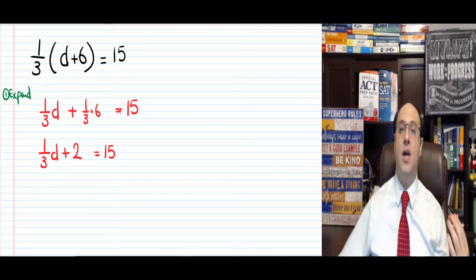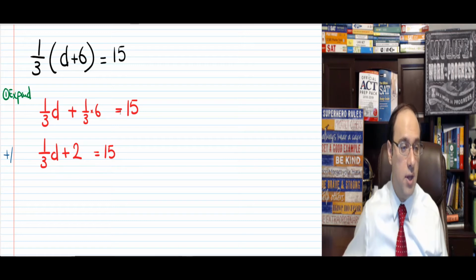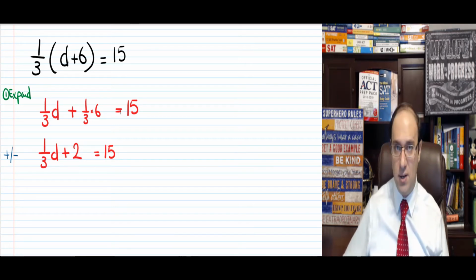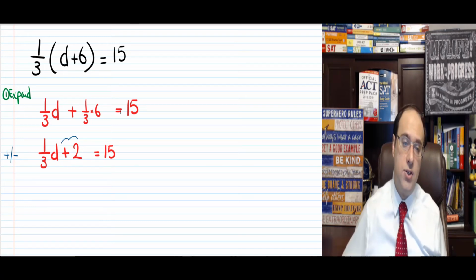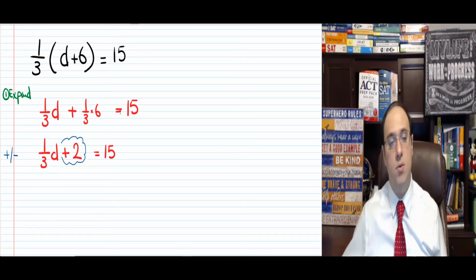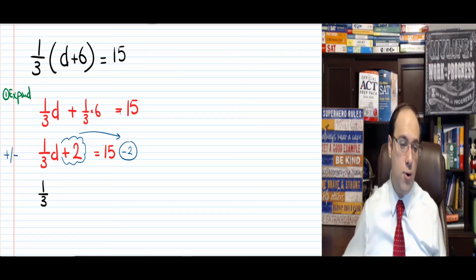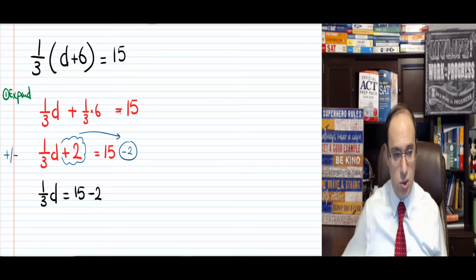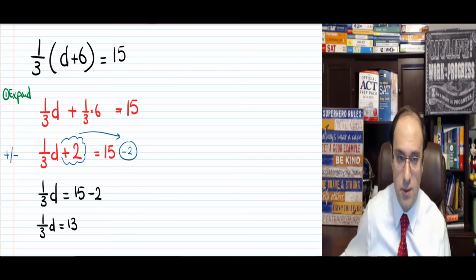Now it's looking like a normal equation. Okay, first get rid of any pluses or minuses with the d, with the variable. What is the plus or minus I have here? I have plus 2. Want to get rid of it, moves to the other side as minus 2. Good. Now we can rewrite. 1/3 d equals 15 minus 2. That means that 1/3 d equals 13.